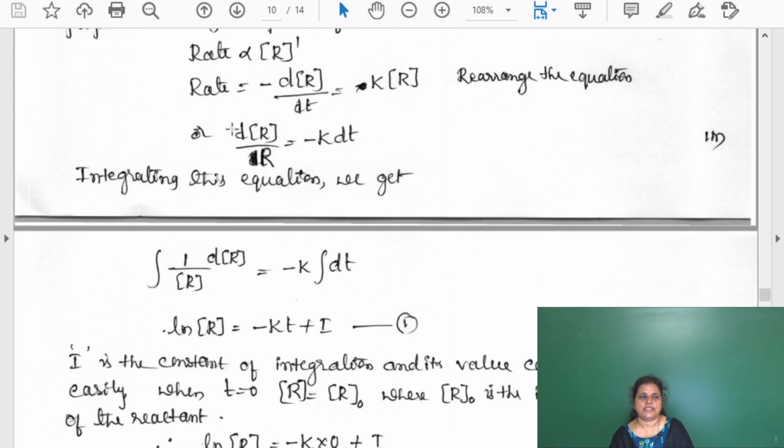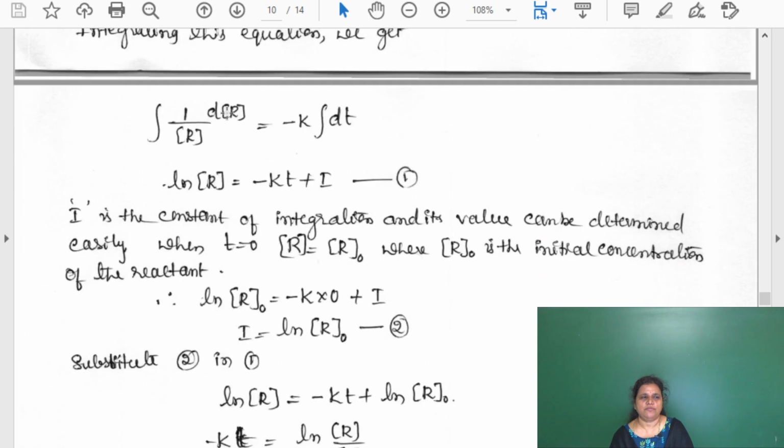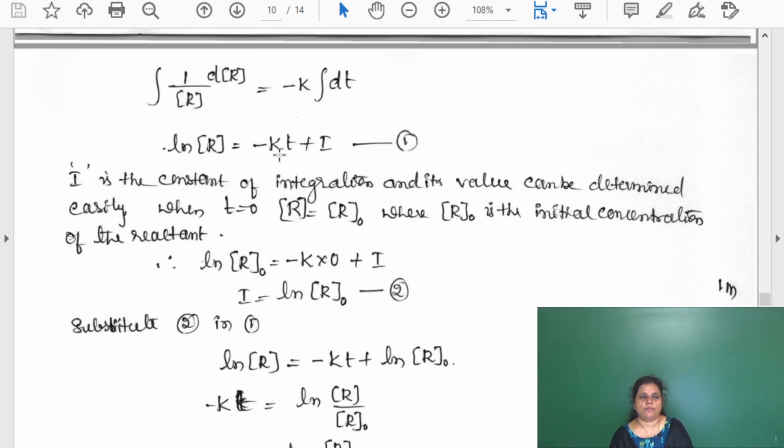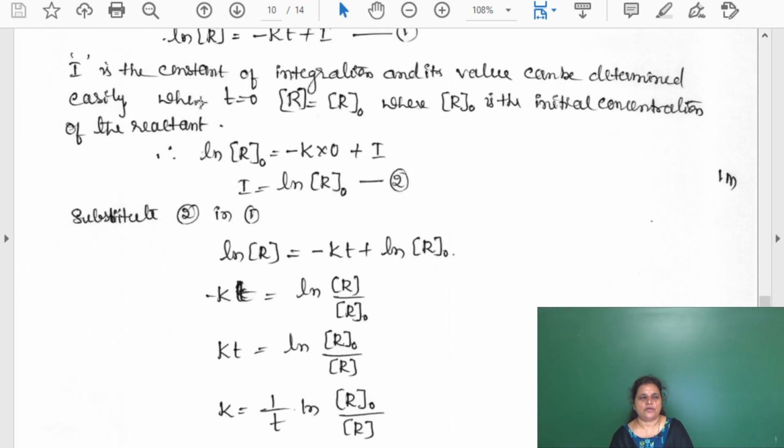Okay, rearrange the equation, what you get. So if you rearrange this equation, d[R] by [R] is equal to minus k into dt. So integrate this equation. After integration, you will get ln [R] is equal to minus kt plus I. So I is the constant of integration and its value can be determined easily. If you put t is equal to 0, [R] will be equal to [R] naught. What is [R] naught? Mentioning [R] naught is very, very important here. So [R] naught is the initial concentration of the reactant, and substitute here the values of t and [R], then you will get I is equal to ln [R] naught, that carries 1 mark.